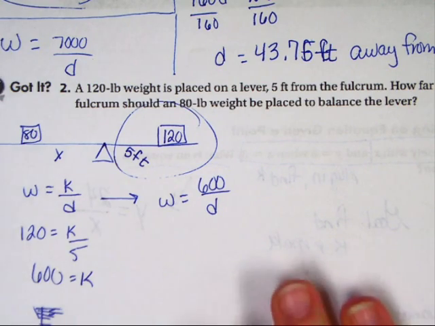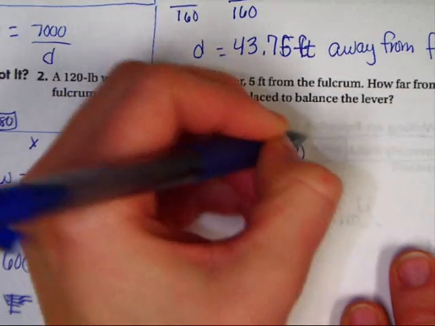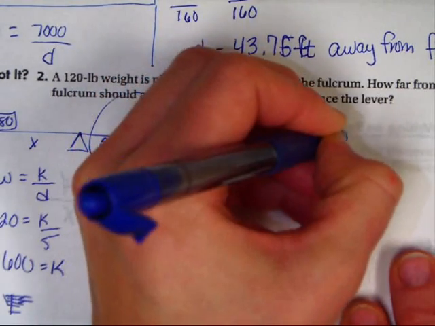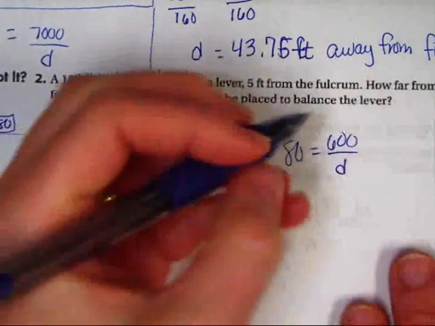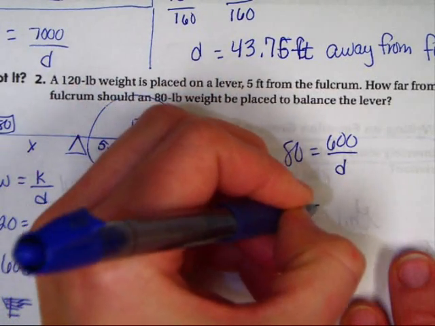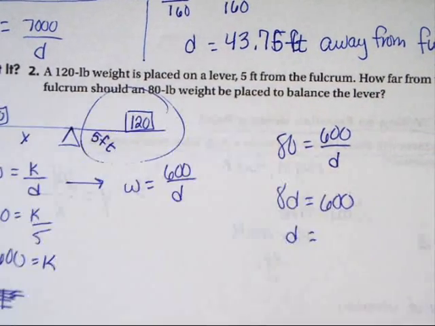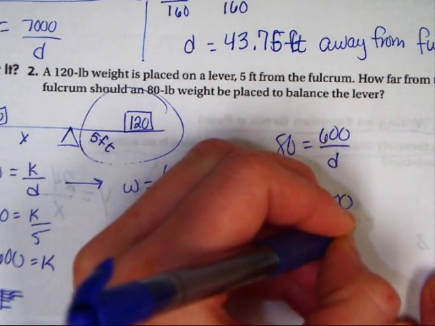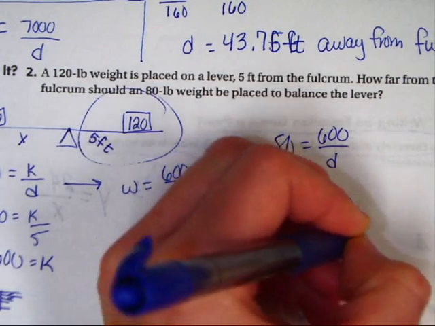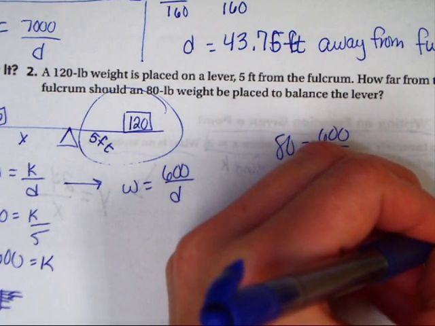So now they're asking us to plug in 80 for the weight. So we do 80 equals the 600 that we had over D. Multiply both sides by D to clear your fractions and divide by 8. So 600 divided by 8 is 75 feet away from the fulcrum.